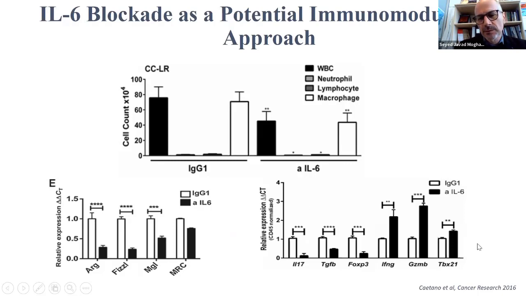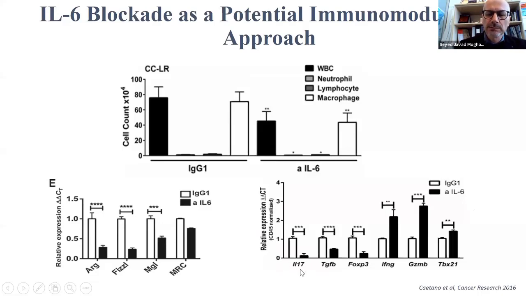How do we know that? Because when we look at the T cell response, as you see here, the ones treated with anti-IL-6 antibody now express a lot of interferon gamma, granzyme B, and TBX21. These are cytotoxic factors, and TBX21 is a transcription factor specific for the Th1 population that will produce a lot of interferon gamma. On the other hand, we see a reduction in TGF-beta and FOXP3, both of which indicate a reduction in the T regulatory cell response that usually functions against the CD8 T cells.